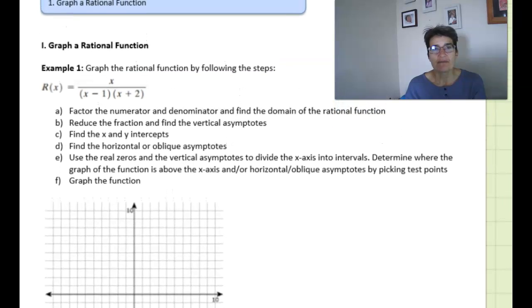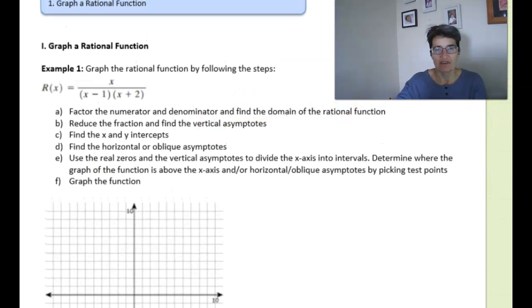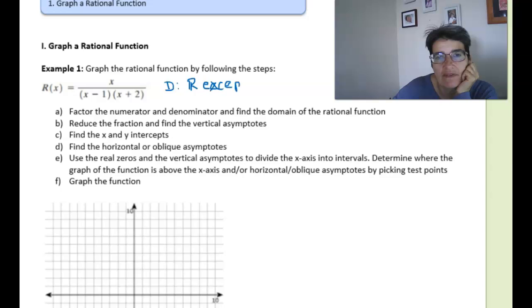So let's look at this one. We have the function r of x equals x divided by x minus 1, times x plus 2, a product of those two quotients. This is already factored, so part A is done for us. Alright, let's look at the domain. The domain here is all the real numbers except for x equals 1 and x equals negative 2.